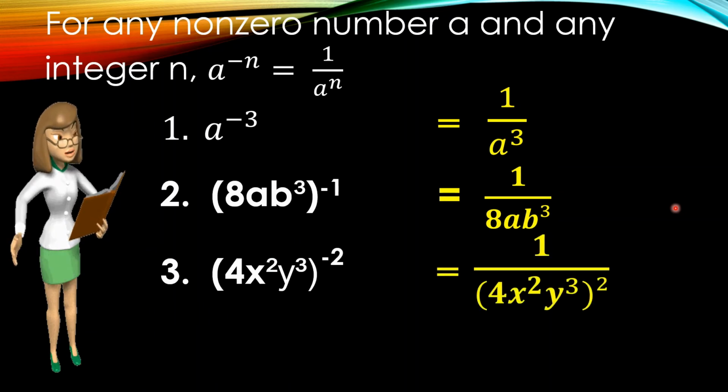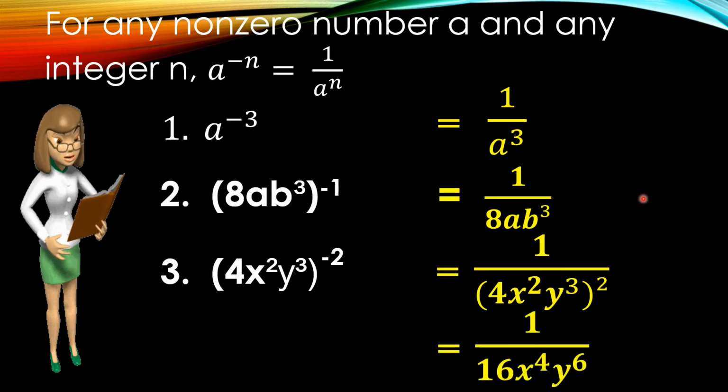So it becomes 1 over, or all over, 4x squared y cubed raised to quantity squared. Yes, it becomes positive 2 and we need to simplify. So the final answer is 1 over 4 times 4 is 16. x squared times 2 is x to the 4th. y cubed, so 3 times 2 is 6. Our final answer is 1 all over 16 x to the 4th y raised to 6. So these are the negative exponents.